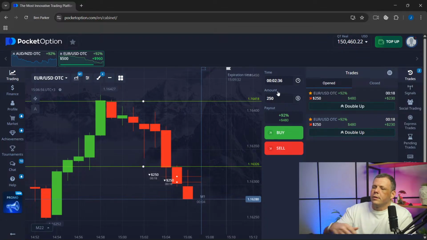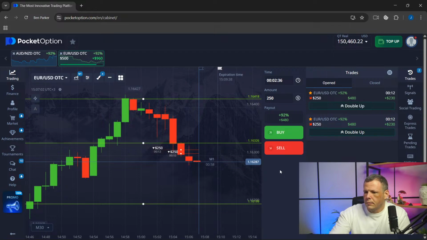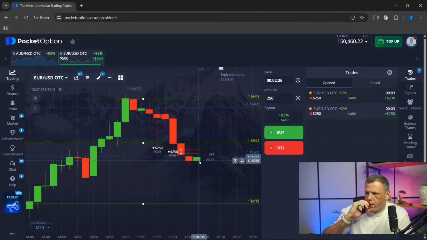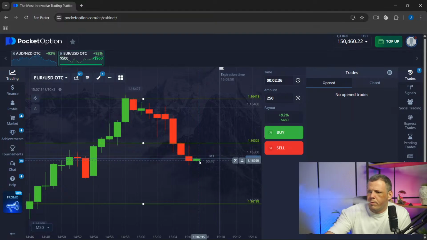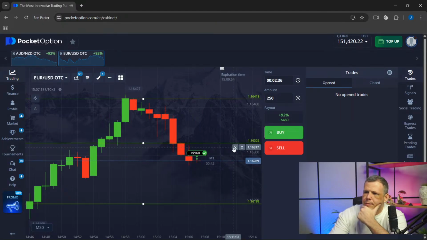See how that's working though? That's pretty much essentially the strategy. And we're going to wait for this candle to give us a direction. There's our cash. Cool beans.